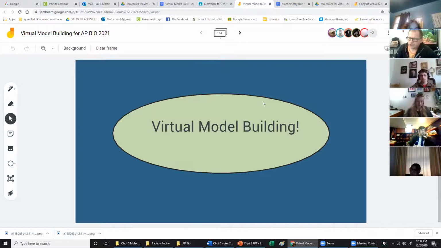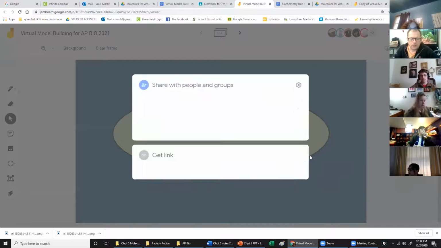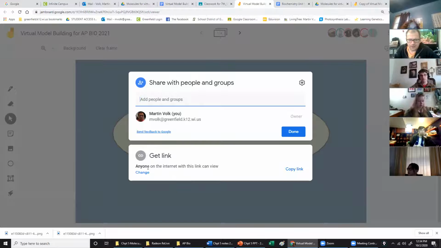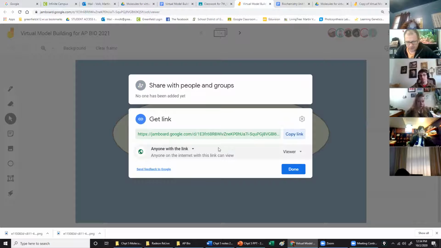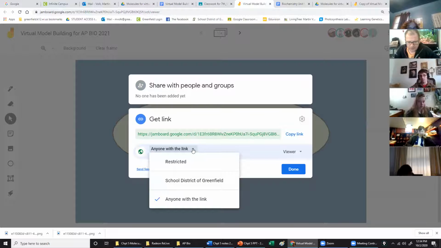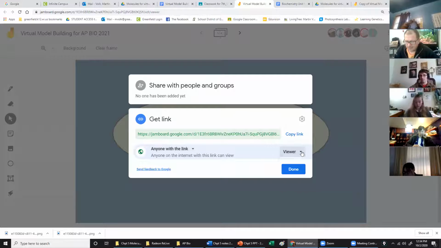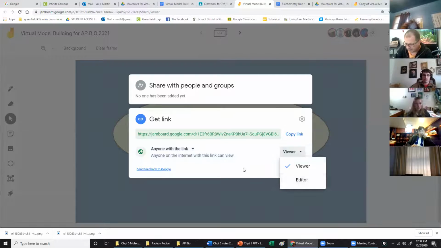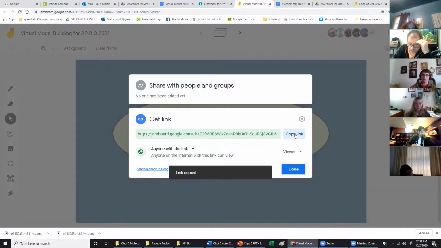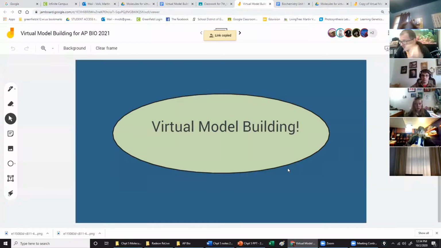So what you can do is go to share, go to get link. Anyone on the internet can view. So if yours is restricted, make sure it says anyone on the internet can view, and then make it editor. I want you to make yours editor so that other people can edit. I'm not going to do that because I don't want you to edit mine, but you're going to let the people in your group edit yours. Does that make sense? Then you're going to copy the link and put it in the chat of your little group. And then everybody can go on that Jamboard and work together at the same time.